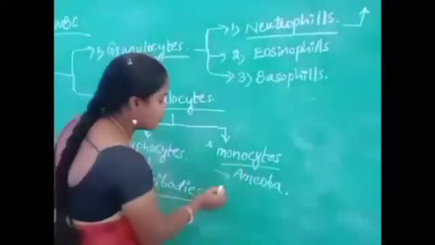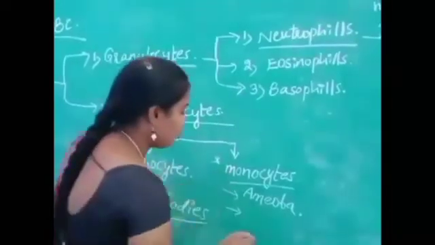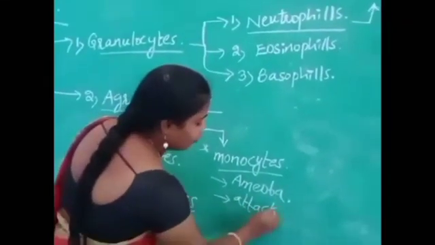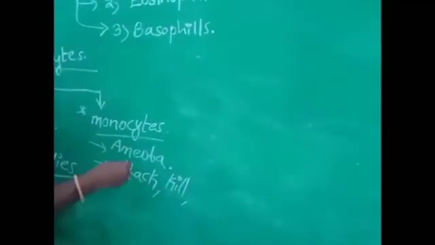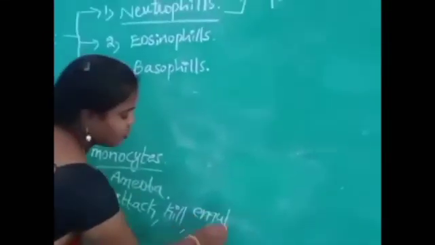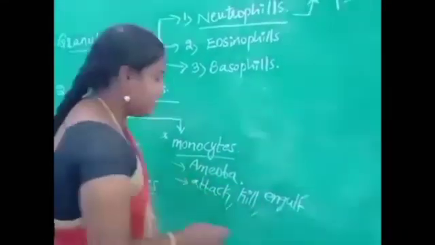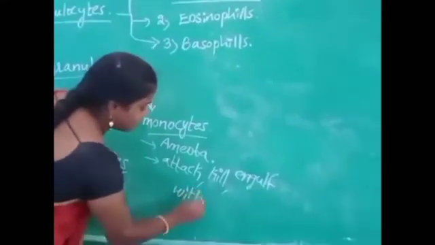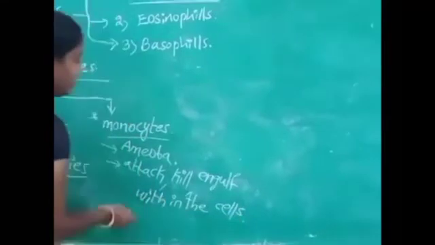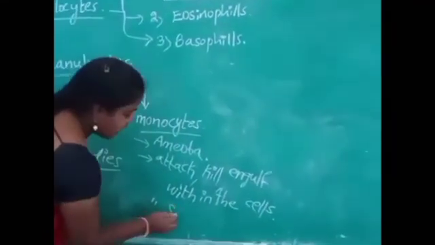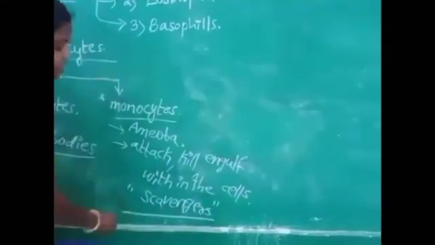Okay, what is the function of monocytes now? When a harmful microorganism enters our body, these monocytes attack the harmful microorganisms and kill them. After killing, it engulfs. Engulf means swallowing. It engulfs the harmful microorganisms within the cells. That's why these monocytes are also called scavengers. Very important one mark question. These monocytes are also called scavengers.